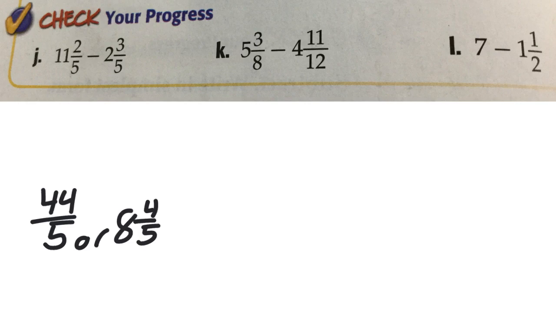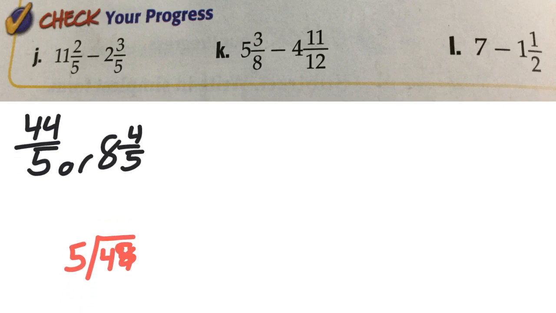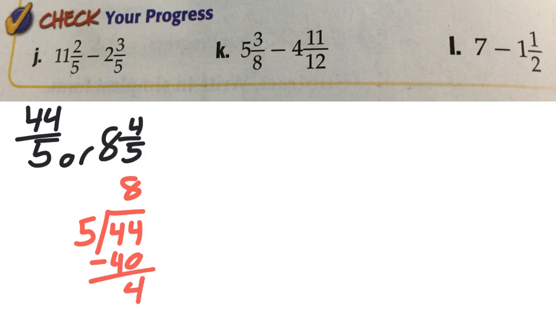Okay, you have to divide, right? You can do 44 divided by 5. How many times does 5 go into 44? 8. 8 times 5 is 40, so you're left with 4. So you have 4 left out of the 5 that you divided by. So 8 and 4/5.